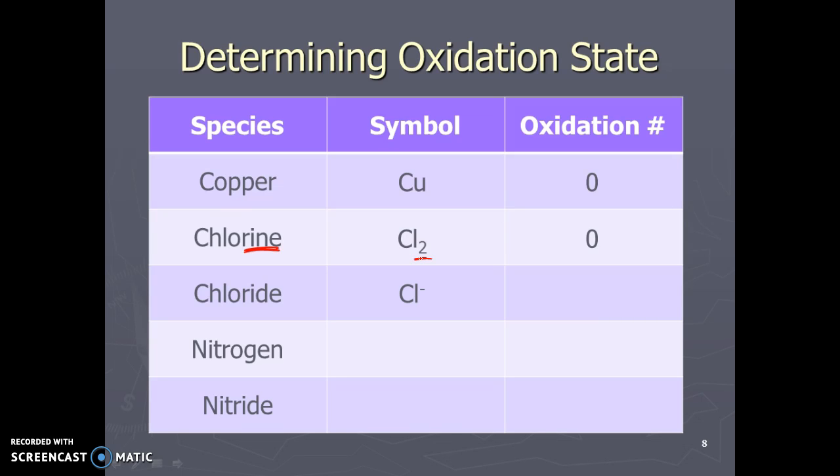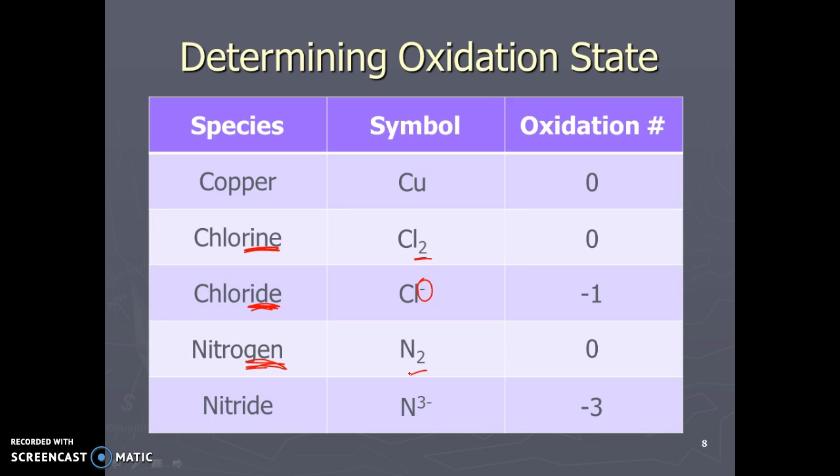Now the next one looks a lot the same, but it's chloride. The -ide ending tells me that it is the ion, so you want to make sure you have your -1 charge on that. So it's an ion with a -1 charge. That means the oxidation number is -1. Next we have nitrogen. Did you get it right? It's a diatomic element, so it's N2. And again, since it is an element, oxidation number of 0. Finally, nitride. That's the ion. It's N-3. It's the ion -3, so it has an oxidation state of -3.